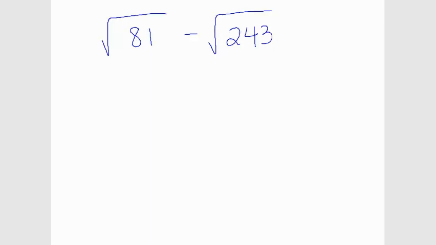Let's talk about one more example. We got the square root of 81 minus the square root of 243. So square root of 81, I'm not going to do a factor tree for that. Let's go ahead and just call that 9 now. Square root of 243, I will do a factor tree for that. So 243, I know that to be 3 and 81. But then I know 81 is 9 and 9.